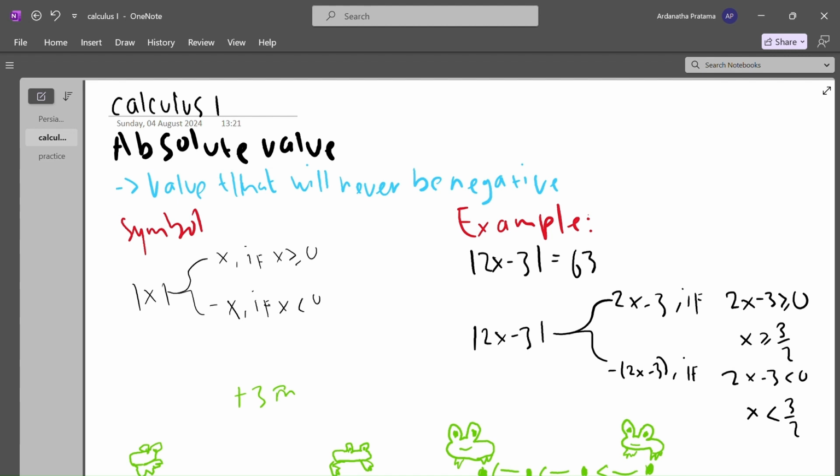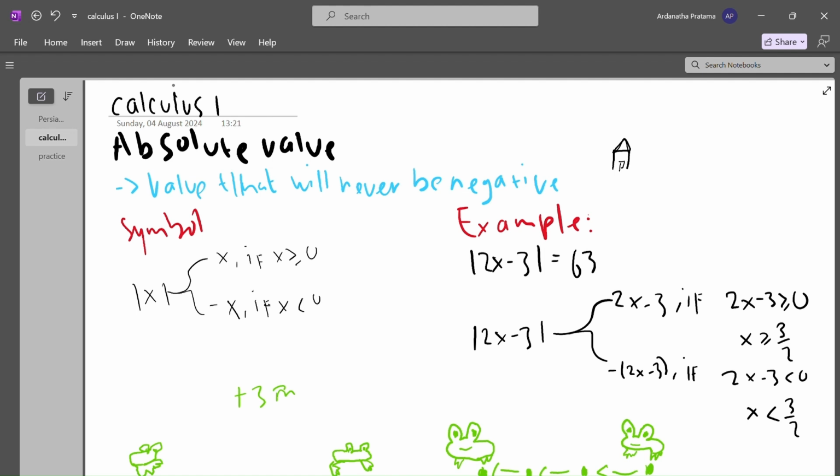So let's begin the discussion. Here we have absolute value. What is absolute value? Basically, absolute value is a value that will never be negative. Why is that? Because if you have a distance from your house, let's say this is your house, wherever you go, the distance will not be negative.